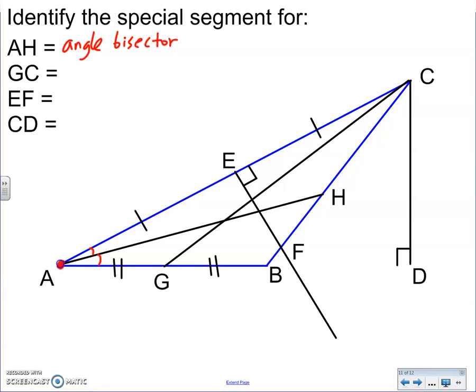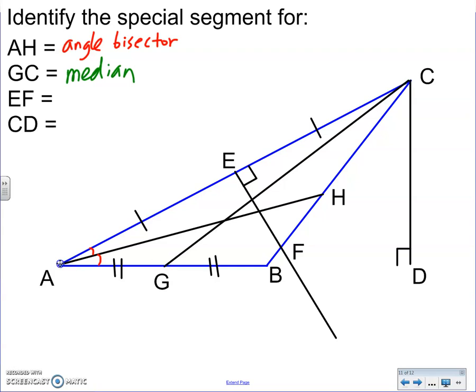Next one, G to C. G is right here. Notice it is the middle because you have these 2 marks right here. Those 2 marks mean it's the midpoint. So we know one of the identifiers. G goes all the way to C. C is up here. That is the vertex. Midpoint to vertex, that is a median. All right, and let me erase these dots.